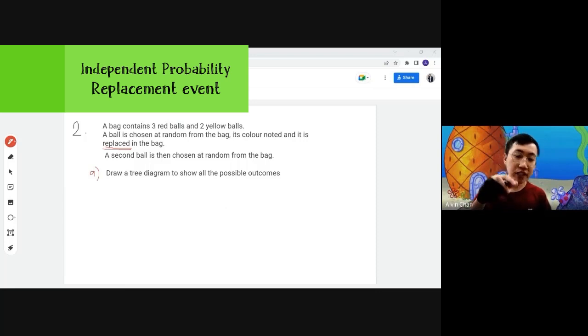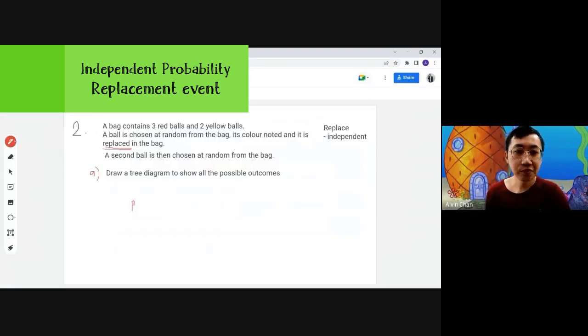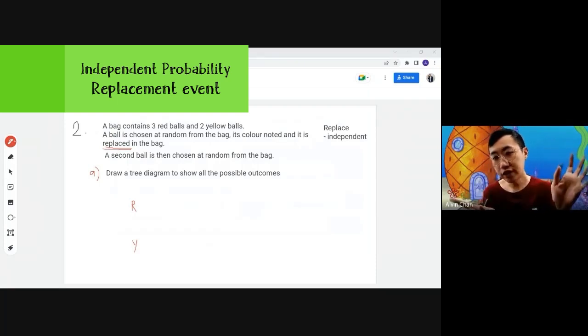A second ball is then chosen at random from the bag. Draw a tree diagram to show all the possible outcomes. When you highlight the word replace, it is independent. Replace means independent event. So first step, R, Y. If there are 3 balls, you need to branch 3. Now you only have 2 kinds, so you only branch R and Y, red and yellow respectively.